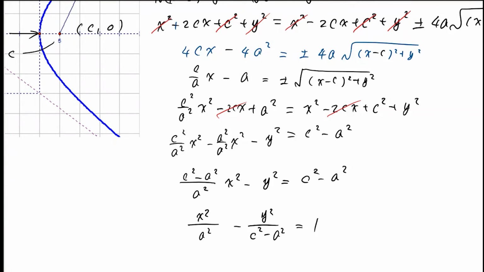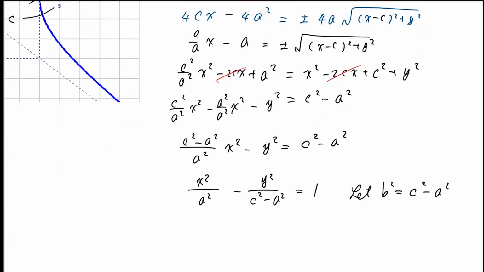Too much algebra? I will wait for you to catch up. Finally, we let b squared be c squared minus a squared. Then what we have is... you get it?